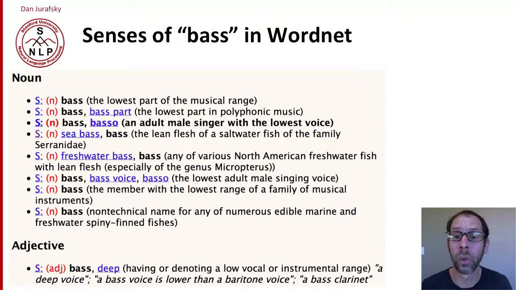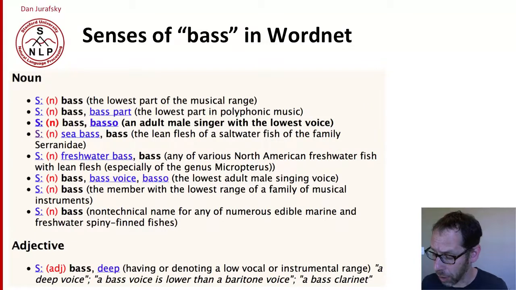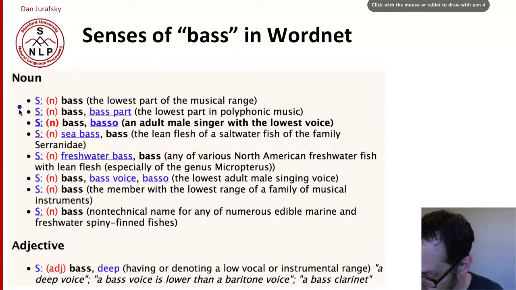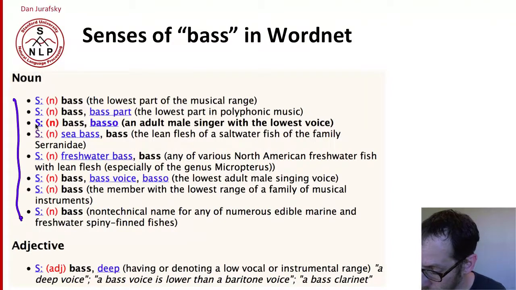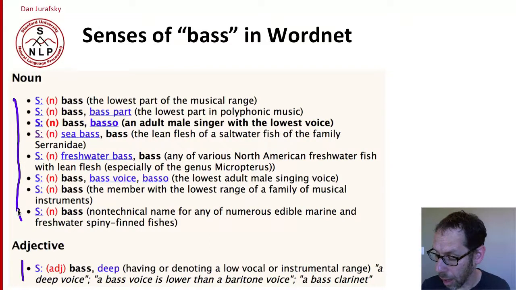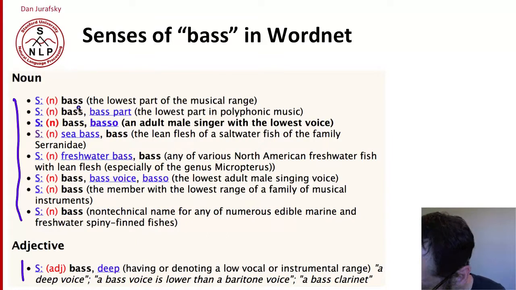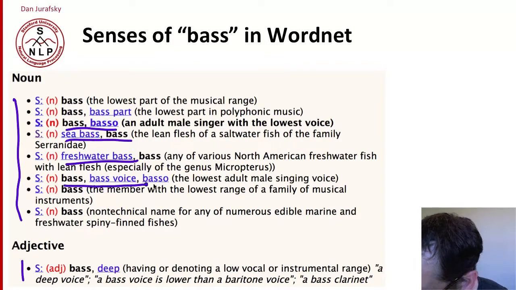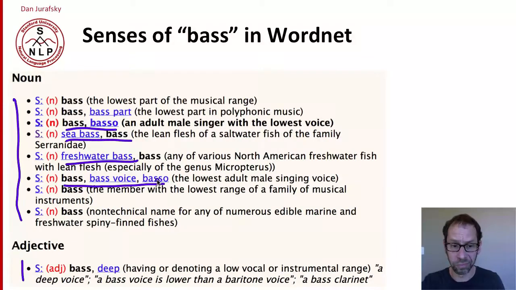So, for example, take the word bass in WordNet. We have nouns and we also have verbs. So here's a list of nouns, each of the senses, and adjectives. So we have 1, 2, 3, 4, 5, 6, 7, 8 senses of bass in WordNet. Sea bass or freshwater bass or bass voice or basso and so on.